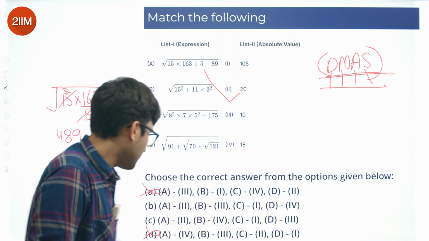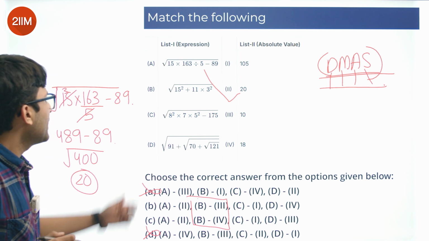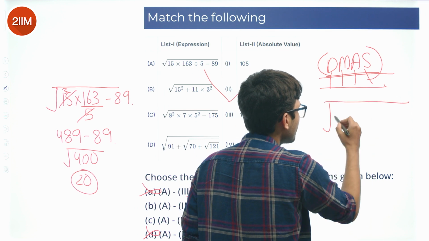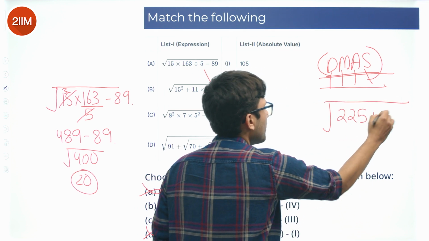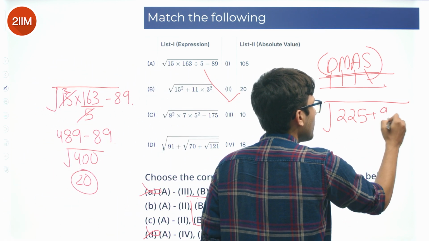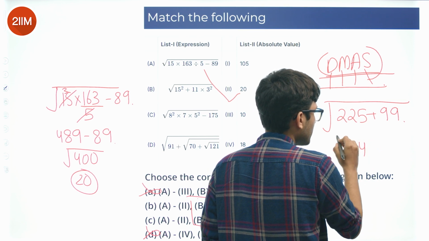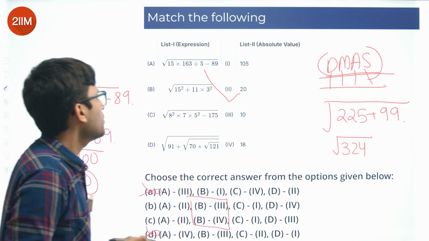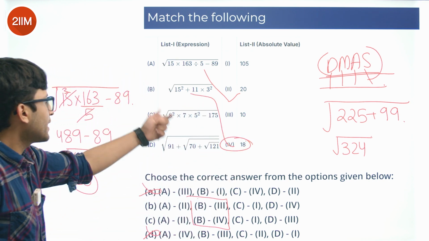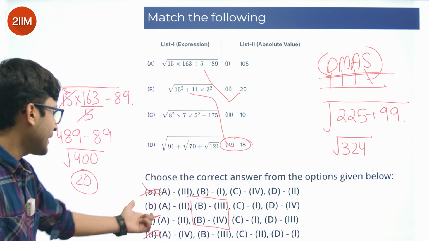What I can do is solve B, because B is different in these two options. So for B, let's solve. 15 square is equal to 225, plus the other part, 11 into 9, which is equal to 99. Then I have to find the root of 324. So this would be equal to 18. So I would be getting B as equal to 4. So my option is C option. I don't need to solve the rest because I directly got my answer.